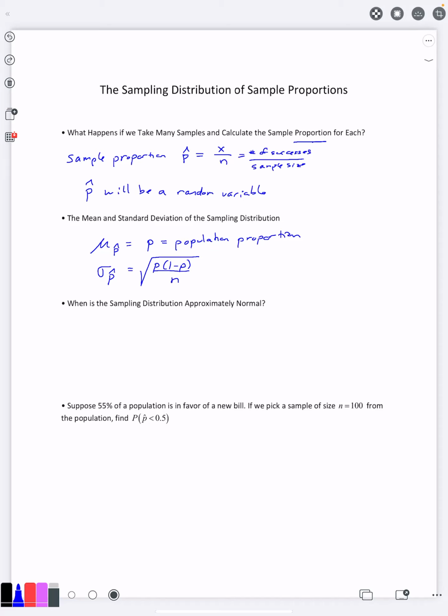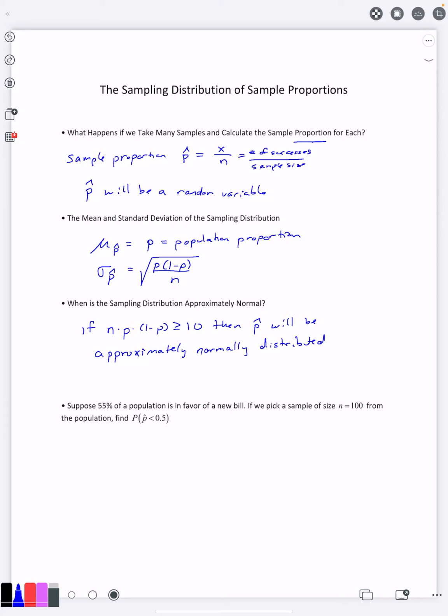However, once again, in order to calculate probabilities, we're going to convert things into a normal distribution. And when is that going to work? Well, if N times P times 1 minus P is at least 10, then P hat will be approximately normally distributed. So what that means is as long as N times P times 1 minus P is at least 10, then we are good to go to use our normal CDF in our calculator to calculate probabilities.